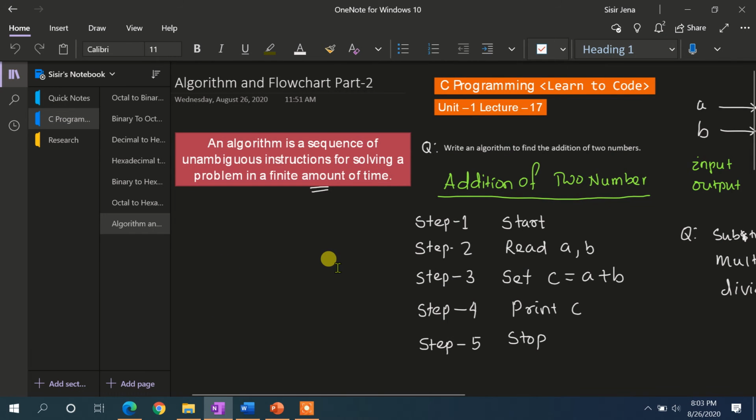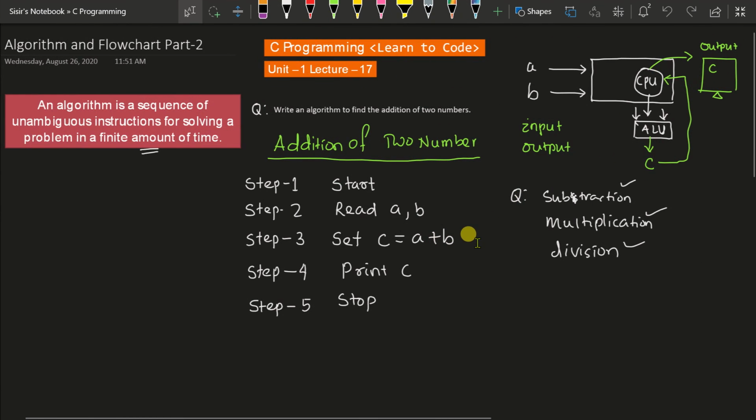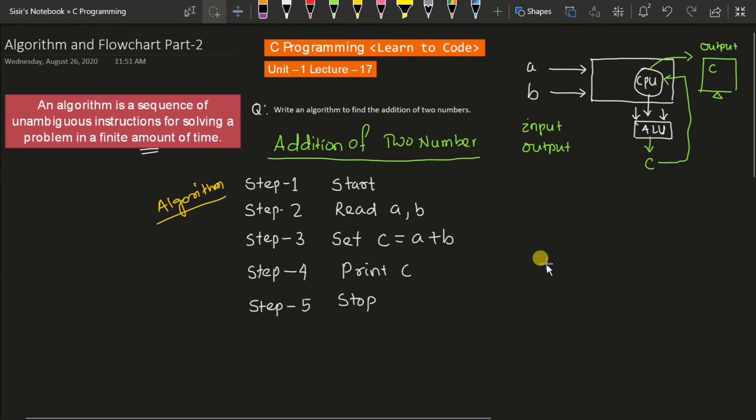So here it is. In the last class, if you remember, we talked about addition of two numbers, and I have written an algorithm for that. This is the algorithm for addition of two numbers. There will be 5 different steps involved in it. So what I am going to do is explain how to draw a flow chart for this particular algorithm. So let us start.